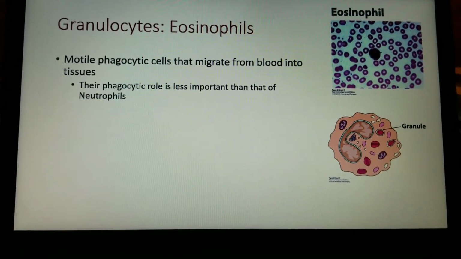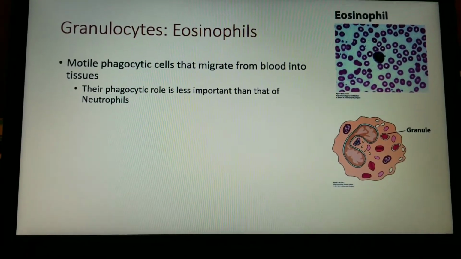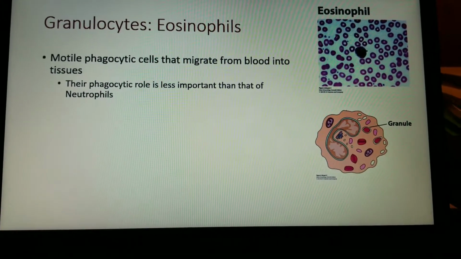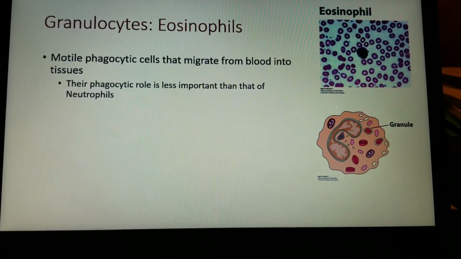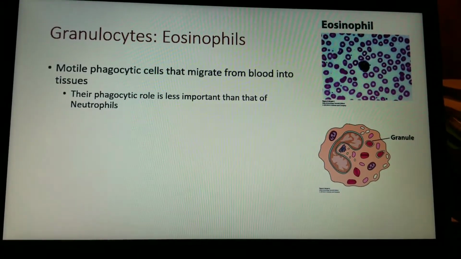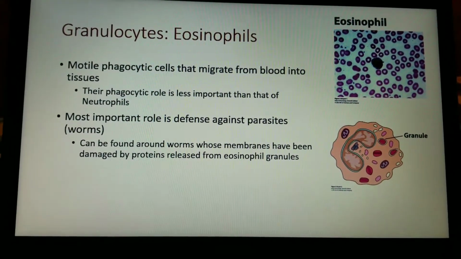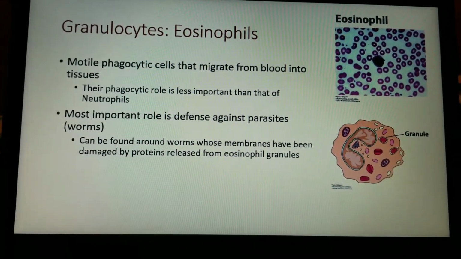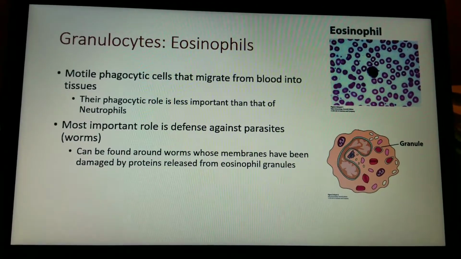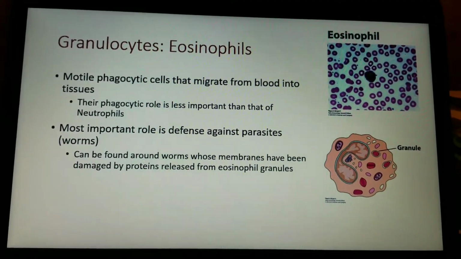Eosinophils are similar to basophils, except they are motile and they are phagocytic, but their phagocytic role is less important than that of neutrophils. Their most important role is the defense against parasites, and we know this because they are most commonly found around worms whose membranes have been damaged by the proteins released from the eosinophil granules.